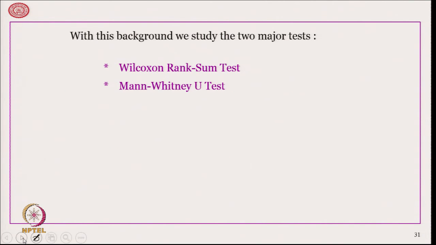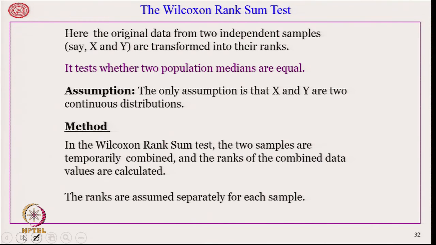With this background, we study two major tests which are called the Wilcoxon rank sum test and the Mann-Whitney test. In the Wilcoxon rank sum test, the original data x and y are from two independent samples. We want to test whether these two populations have the same median. The only assumption that is made is that x and y have continuous distributions. This is very important.